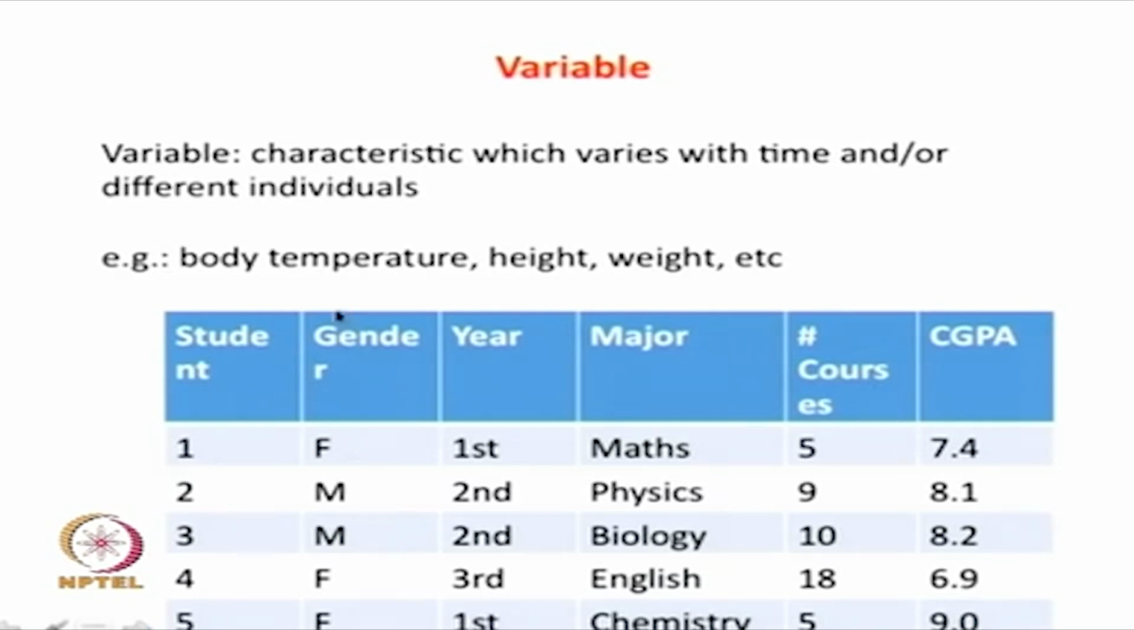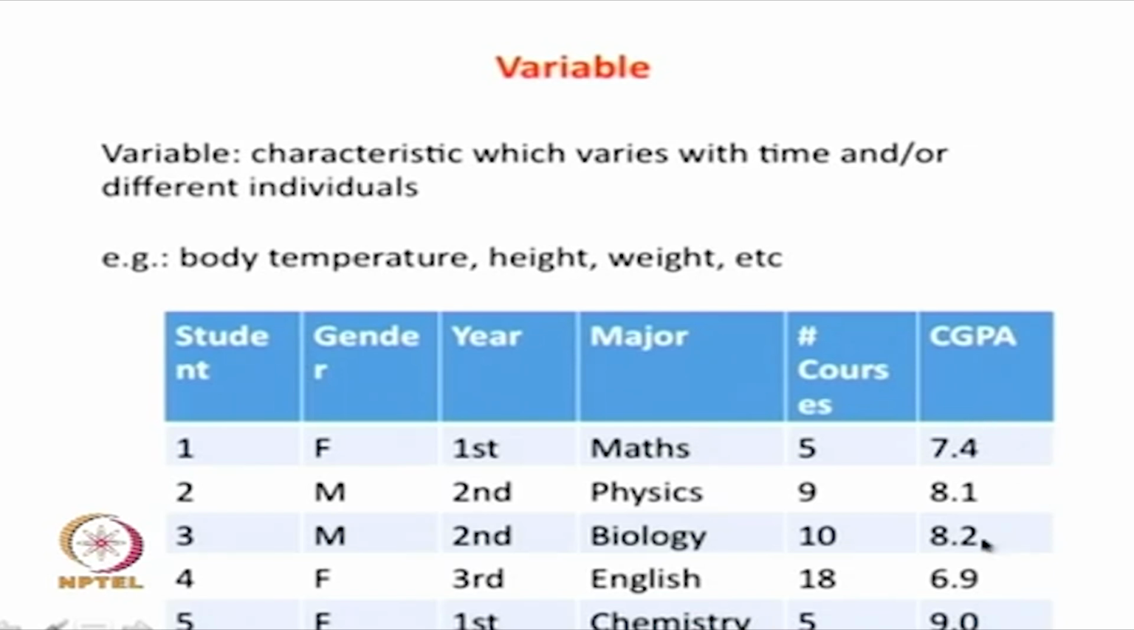What you see is that the nature of the variable differs a lot. In the case of gender, it is just a category: you have either male or female. In year, you have a number: 1, 2, 3, 4. Major is also a category, with distinct categories like maths, physics, biology. Number of courses is a variable, but it is a discrete variable: you can have only natural numbers greater than 0, like 1, 2, 3. But CGPA is a fraction. It depends on your total CGPA and can vary anywhere between 0 and 10, let us say.